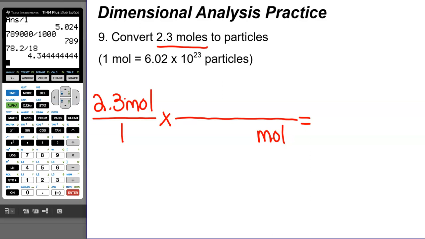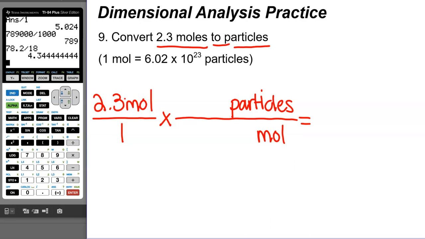And we want to get to the new unit of particles. So that's what's going to go on top, particles, and there is actually no abbreviation for particles. So make sure you write the whole thing out. And that's going to be something that frustrates you the entire time in chemistry, but there is no abbreviation for particles. You just have to write the word out.